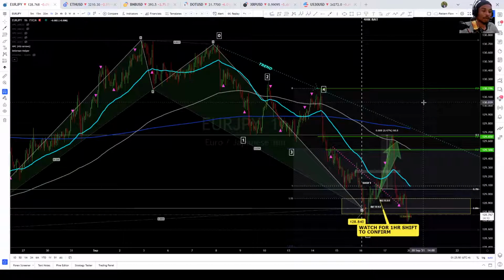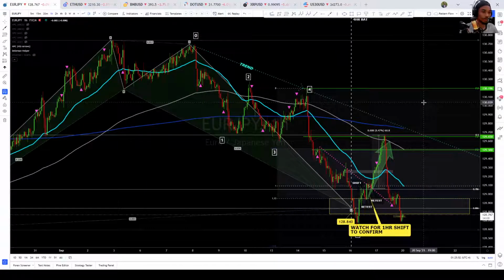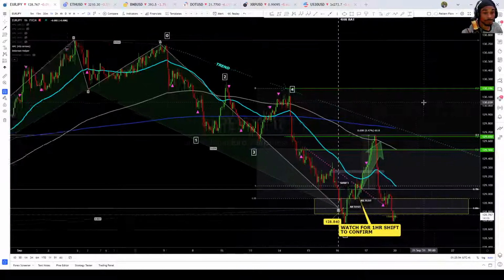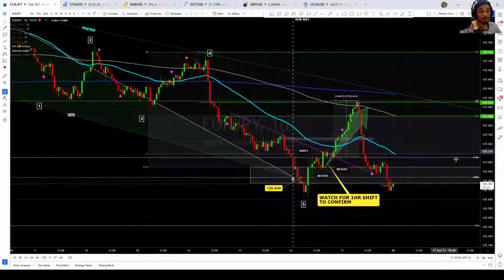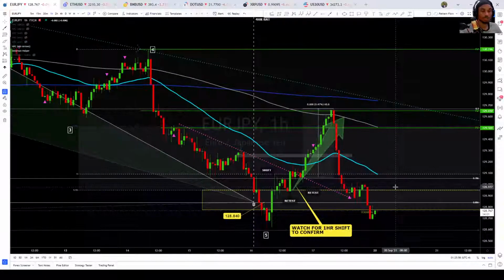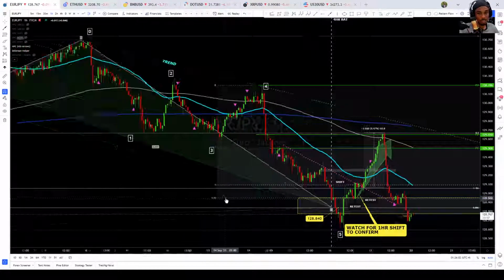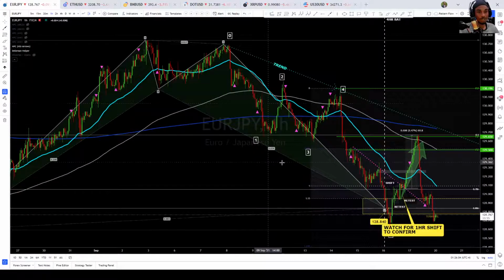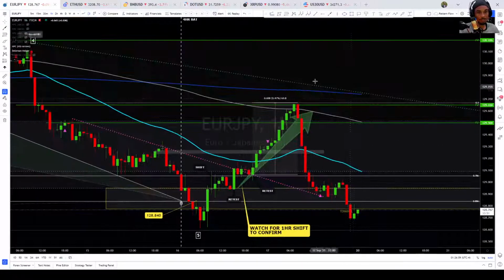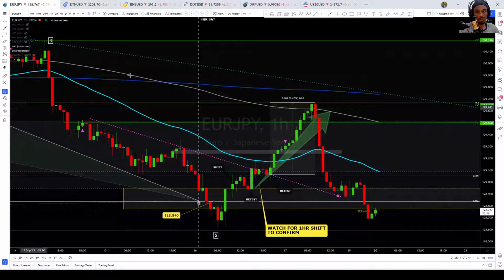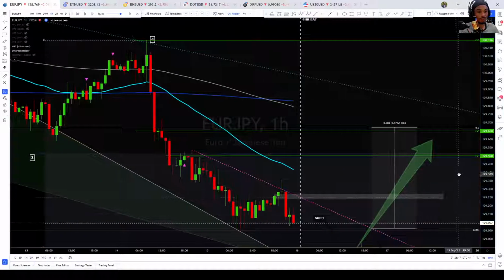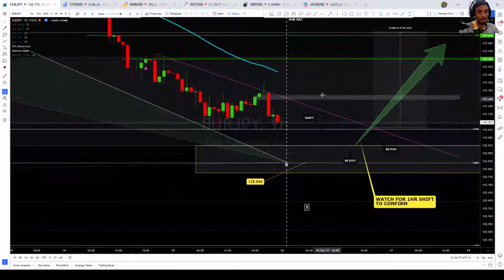How I like to use harmonic patterns, many different ways, but right now you have a visual representation on your screen of an old harmonic pattern that completed. You can see the full representation here. This is a 4-hour bat harmonic pattern that completed right here at 128.840. Let me use a replay tool so we can get a full breakdown of what's happening.